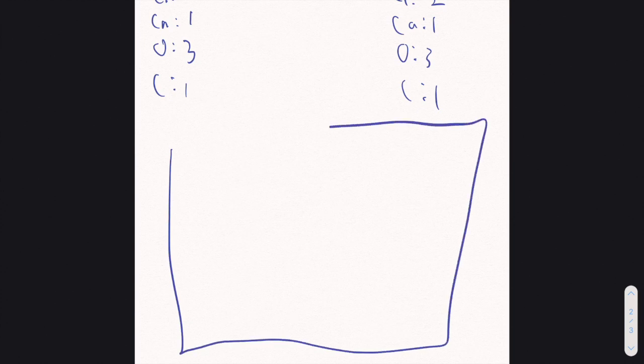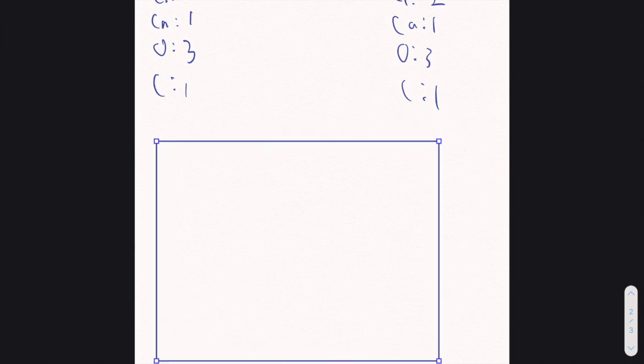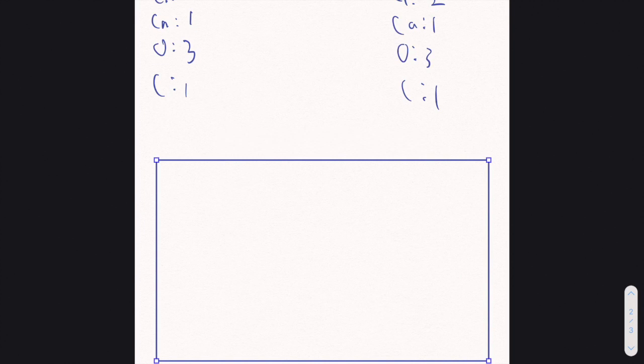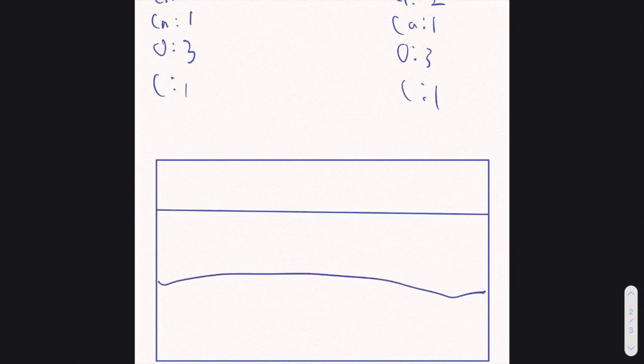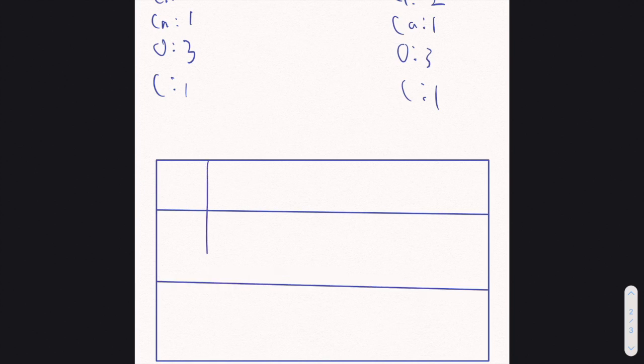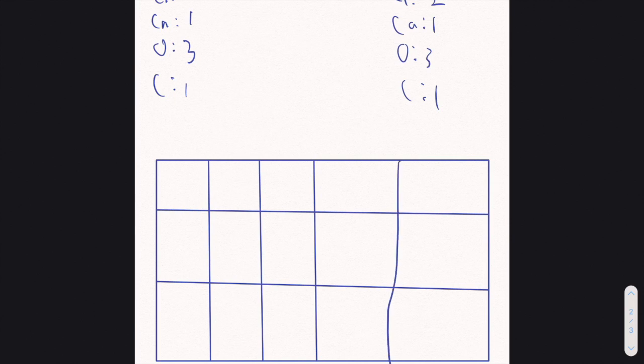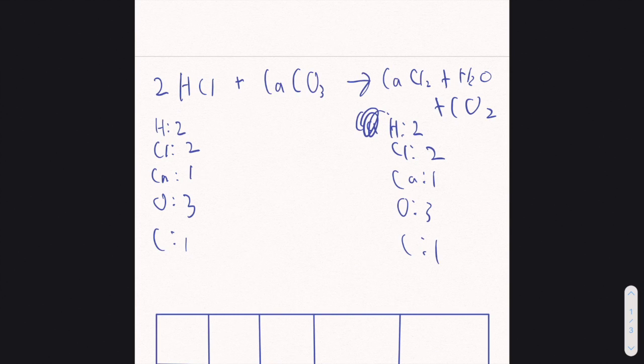RICE or ICE box method. So we first create a box like this, and then create a grid of straight lines. This time we're gonna need 5 columns or rows, whichever. 1, 2, 3, 4, 5. Wow, they're kind of uneven, but it'll do. And so we get 4.5 grams of HCl and 15 grams of CaCO3.